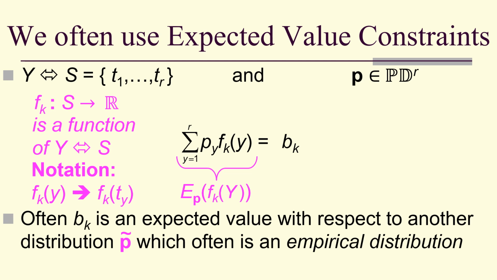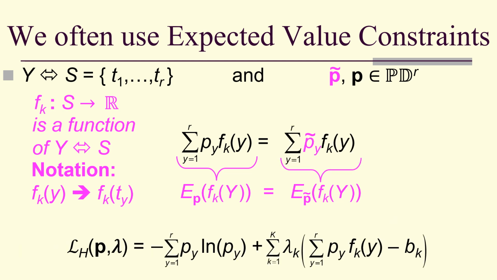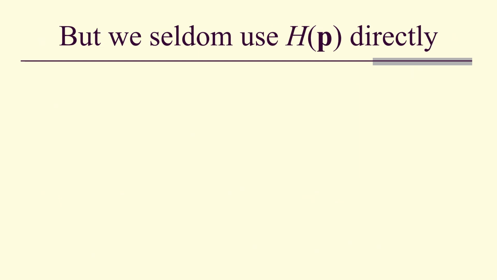Now often the b sub k is the expected value with respect to another distribution, one that's given to us before the problem, and very often it's an empirical distribution, a distribution derived from the data. So in that case, the b sub k would be this expectation with respect to p tilde of these functions, and so our expected value constraints look like this. And our Lagrangian correspondingly looks like this. But we seldom use entropy directly.